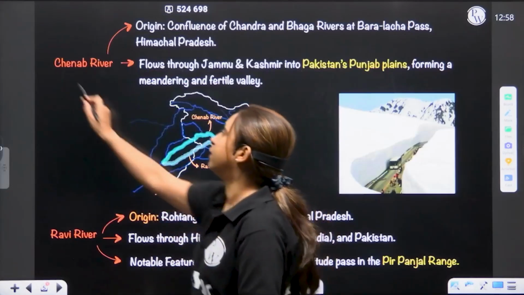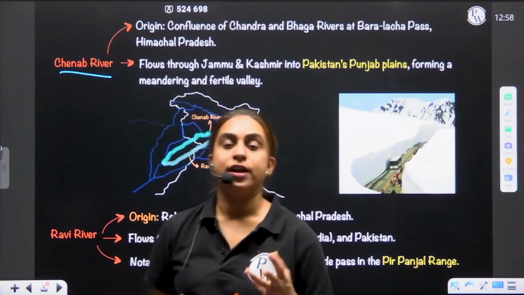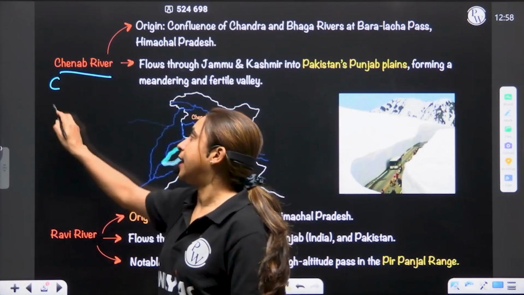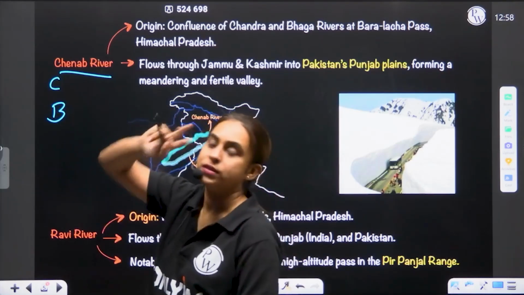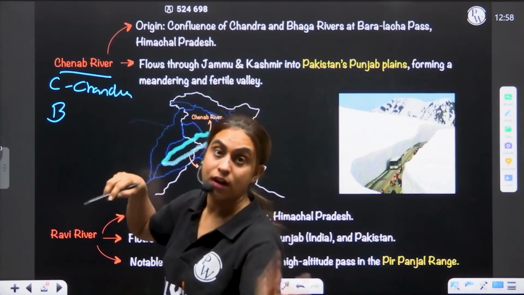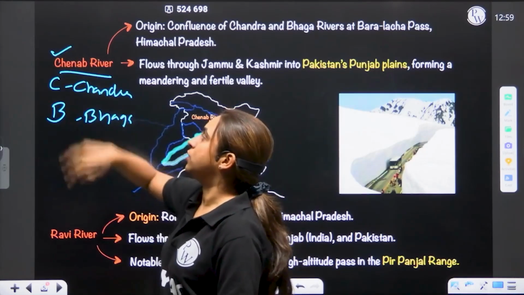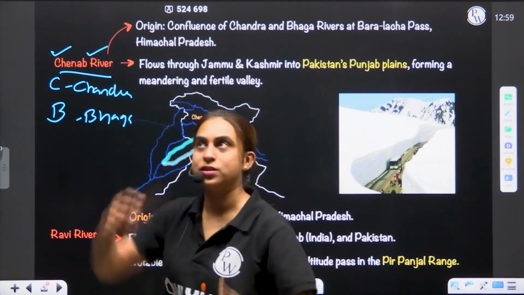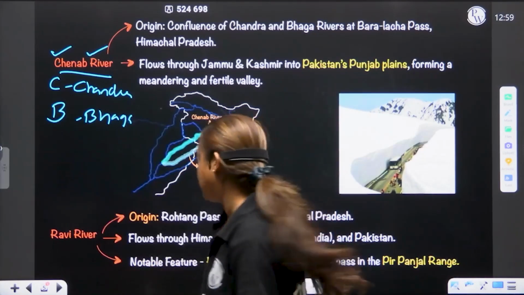Moving on, we have the Chenab River. See, the rivers, you can revise them by tricks. Chenab starts from C, it ends at B. The origin of Chenab, there are 2 rivers. One starts from C, Chandra, and the other starts from B, Bhaga. So Chenab is actually made up of the Chandra and Bhaga rivers. C for Chandra, B for Bhaga. It is also known as the Chandrabhaga River. So that's your Chenab River.